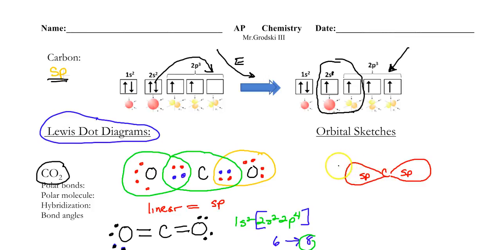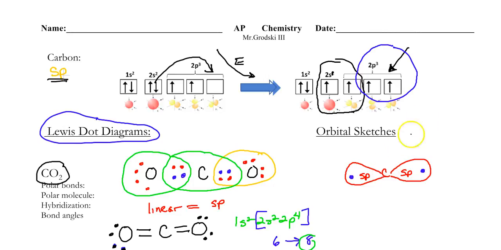Okay, how many valence electrons do we have? We have 4. I'm going to put one here and one here. Now you may start saying, Mr. Grodsky, wait a minute, what happened to the two other p's? Well, they did not get hybridized. So they're in here, and we're going to draw them now. Remember, the s and p hybridized, but these p's did not.